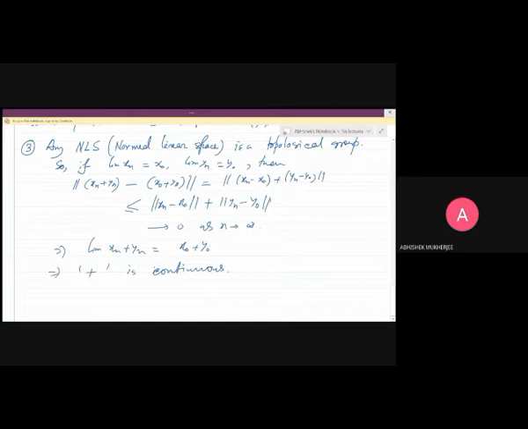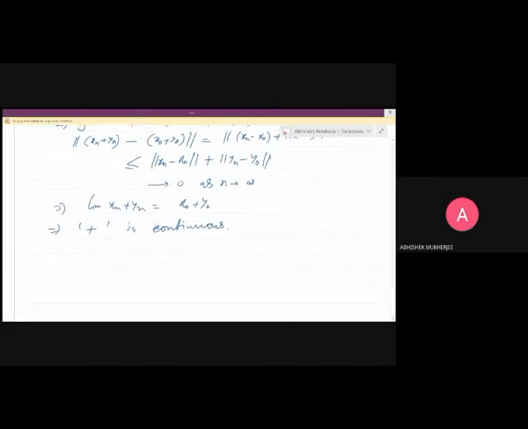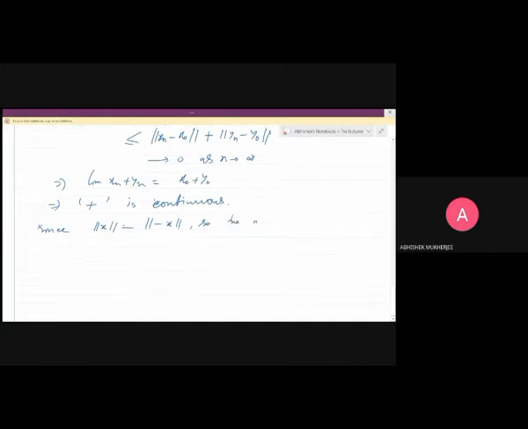And in a similar way, you can check that, since the norm of x is equal to the norm of minus x, using this fact you can easily prove that the inversion is continuous.